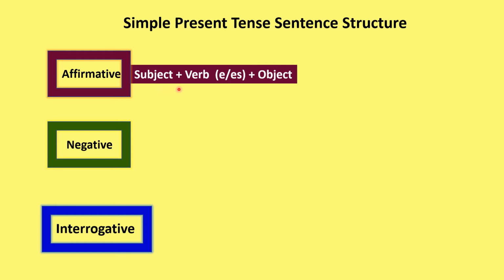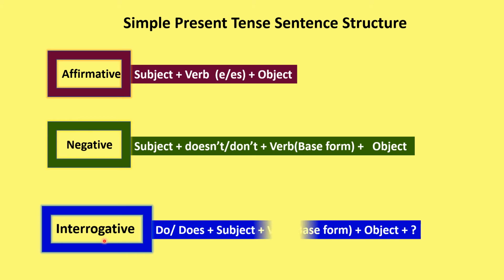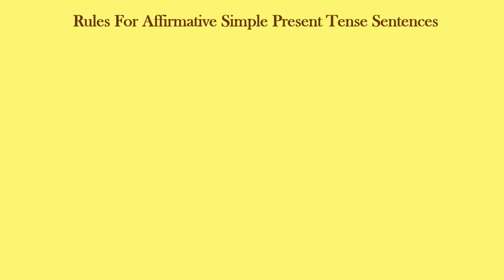It will have a subject followed by a verb, and there'll be a change made to the verb. You will add s or es followed by the object. The negative sentence structure will be subject followed by does not or do not and a base form of the verb followed by the object. The interrogative sentence structure will begin with do or does followed by subject, base form of the verb, object and a question mark.